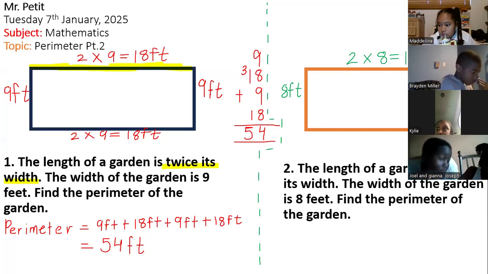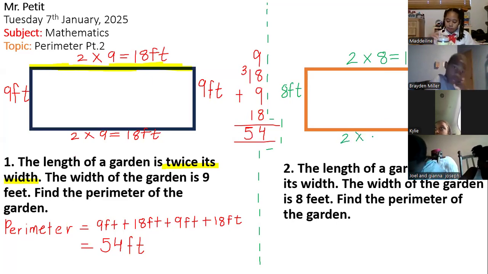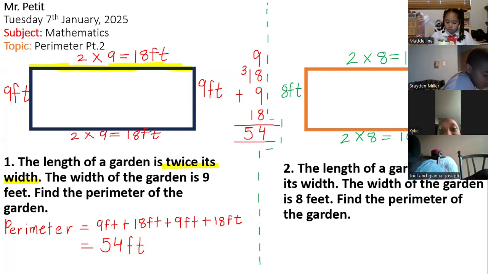Good. And then the bottom. The bottom will be 16 feet as well. Thank you. And Kylie, what are we going to do in order to get our perimeter? We have to add 16 plus 8 plus 16 plus 8. Very good. So you have to add up all the sides. Has anyone added them up and can tell me what you got?